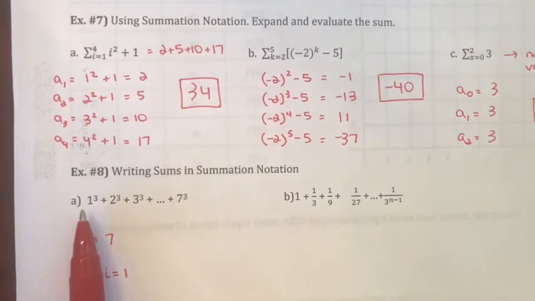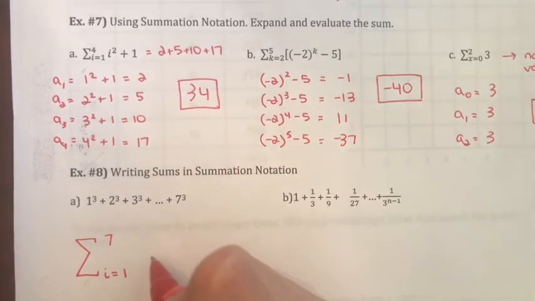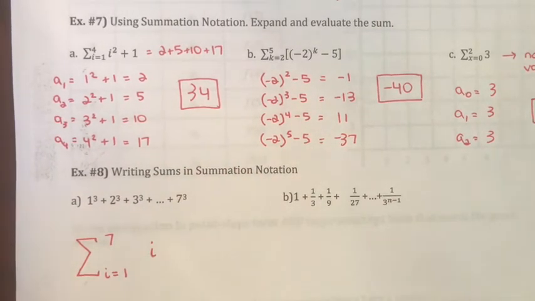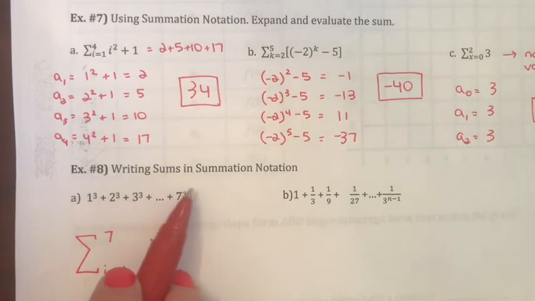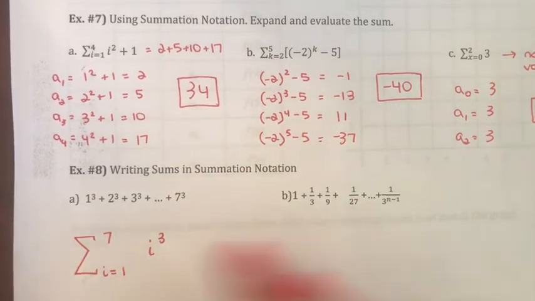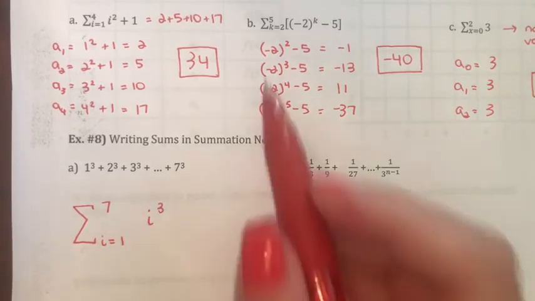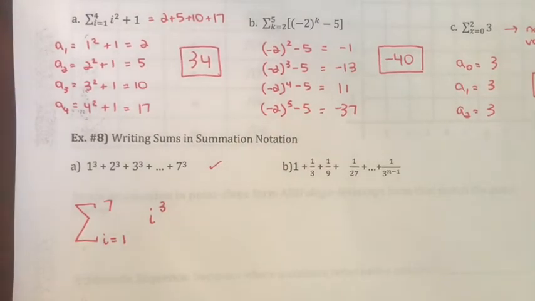And you want to check to see, well, what does this sequence look like? Well, that number, whatever was over here, is the base. I'm going to call it I. And notice it's always raised to the third power. So if I were to write this out, I would have 1 cubed plus 2 cubed plus 3 cubed all the way up until 7 cubed, which is exactly what we have here.